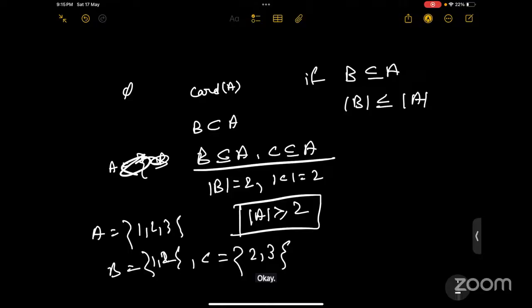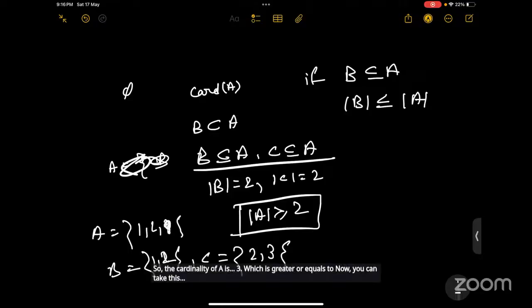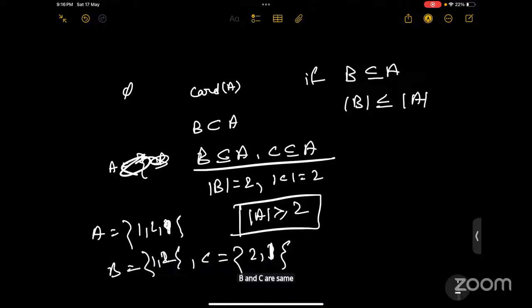Now you can take this also, and then C also you can take as {2, 1}. Like, B and C are the same. Then the cardinality of A is 2, right? So in that way you can take anything which is greater than or equal to 2.